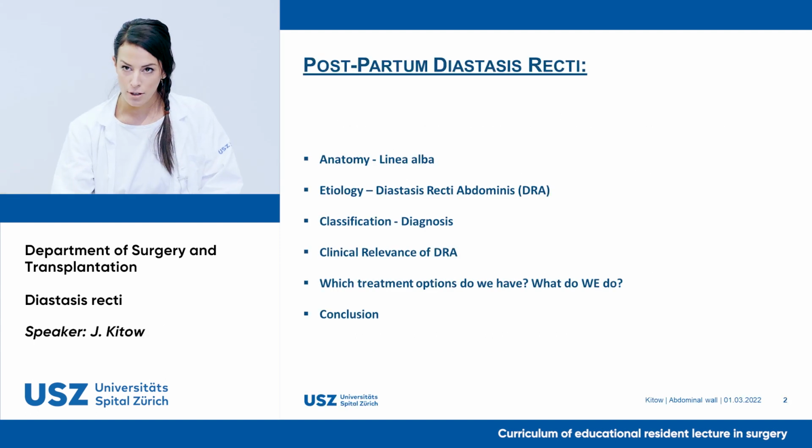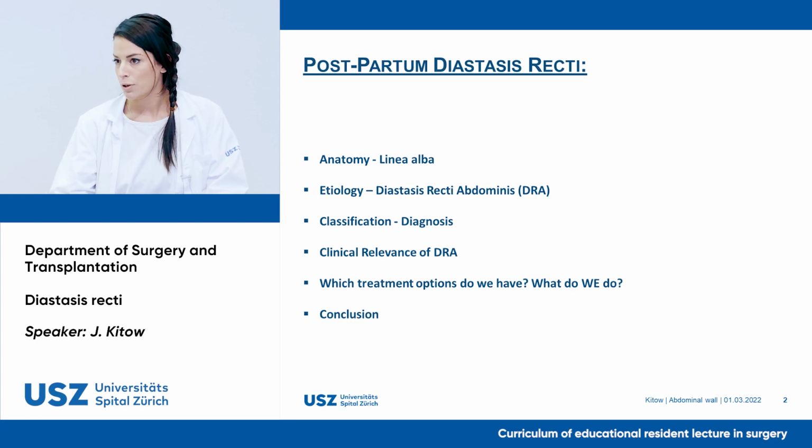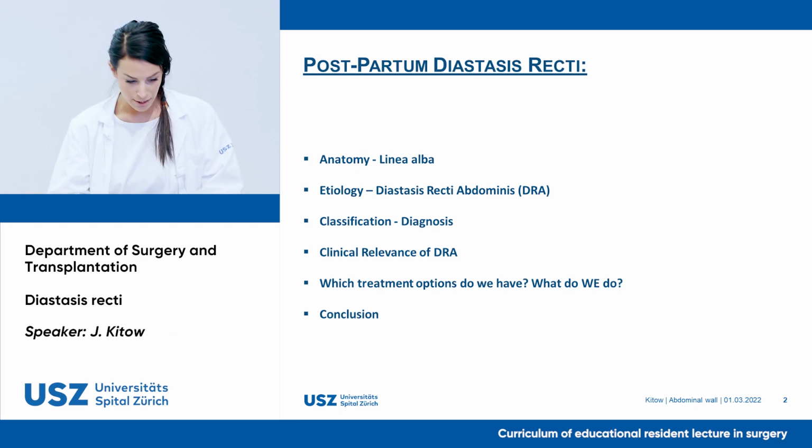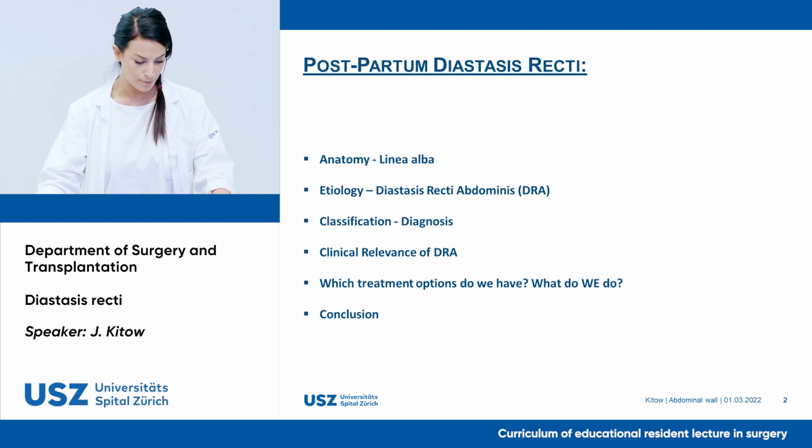Let's have a look at the content of today's talk. First, we're going to talk about anatomy, then etiology of the diastasis rectus abdominis, which I will refer to as DRA in the next 20 minutes. Then we're going to have a look at several classifications, talk about the clinical relevance of the DRA, as well as the treatment options we have and how we do it at our department. And then we draw a conclusion of today's talk.